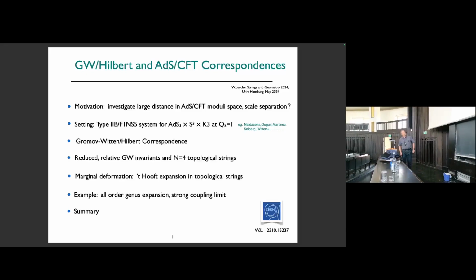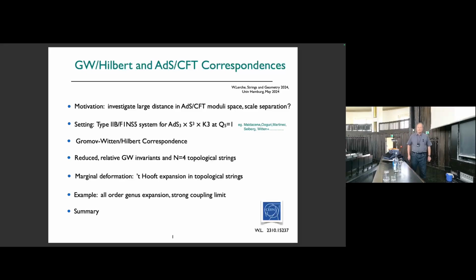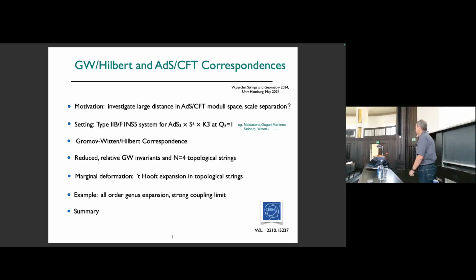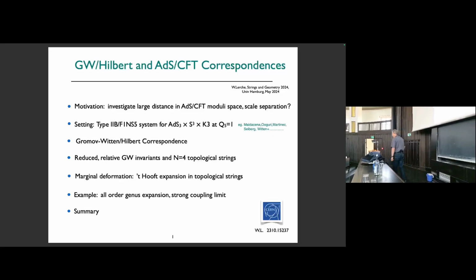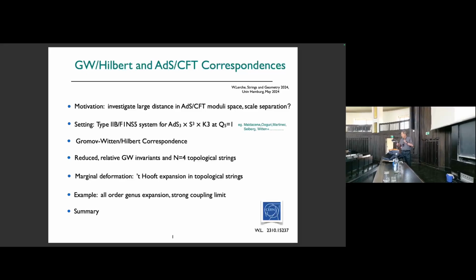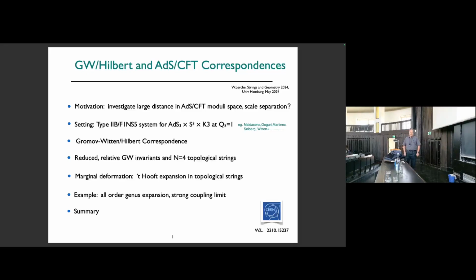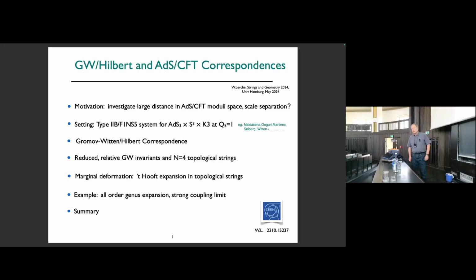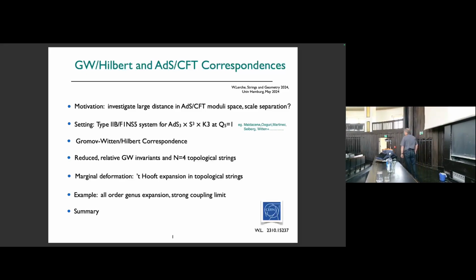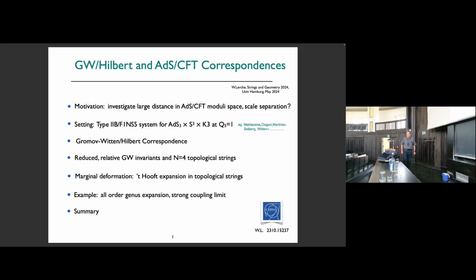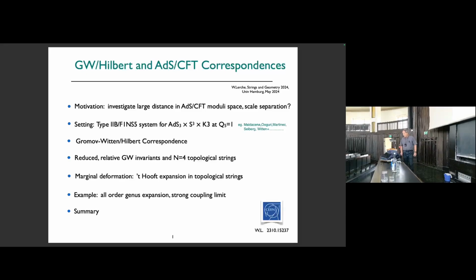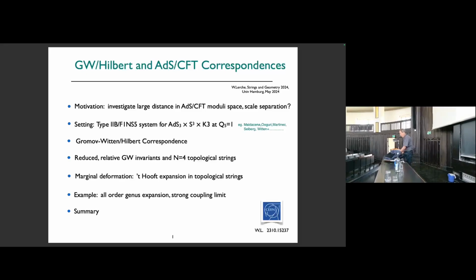I will report on work done over the last year or so, which was mainly motivated by some Swampland gravity aspects, namely in large distance limits of the moduli space in a particular setup. And there's a very particular instance of AdS, namely AdS3 × S3 × T4 or K3, which has very distinguished properties, especially at NS5 brane charge 1, where the theory, in a sense, becomes topological and exactly solvable.